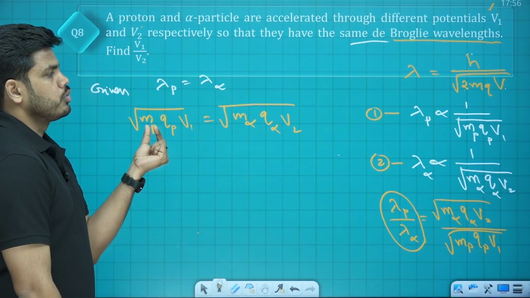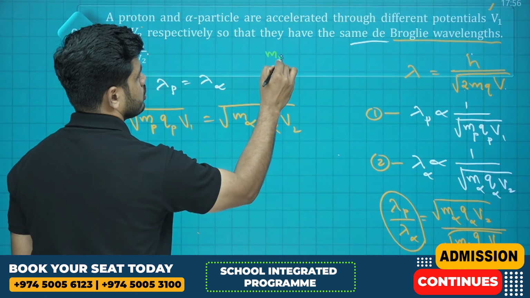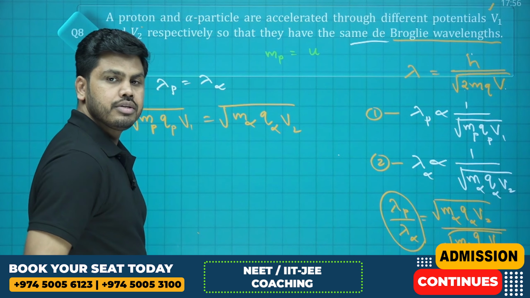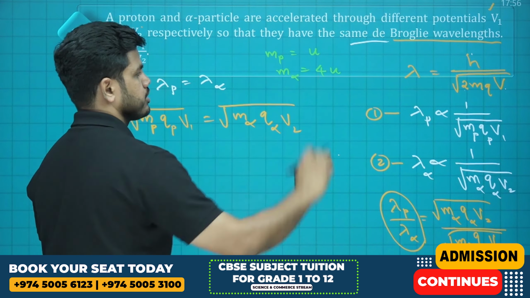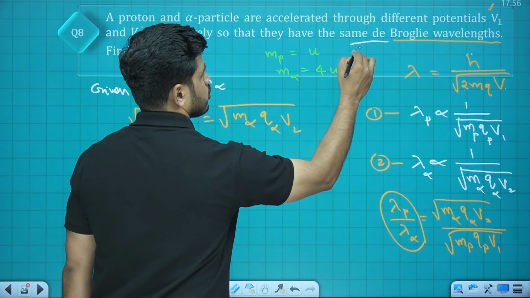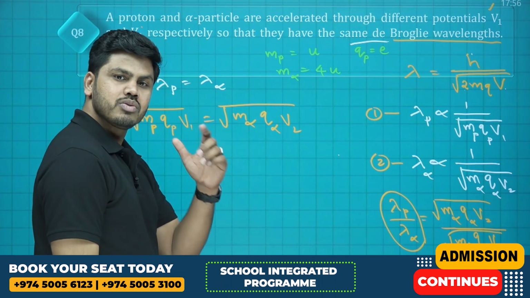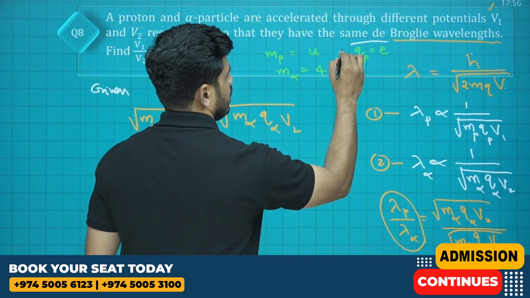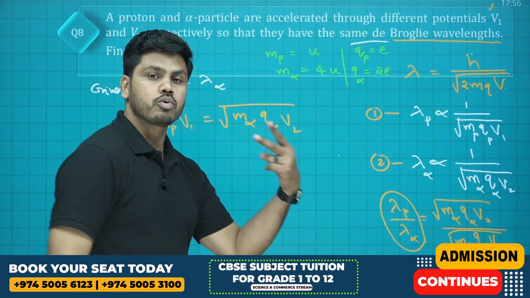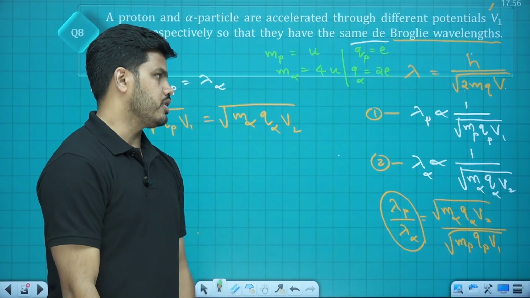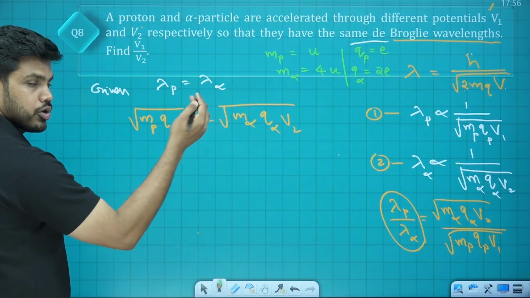Now, mass of proton. We used the same in a question before. Mass of proton is equal to 1 atomic mass unit, and mass of alpha particle is going to be 4 atomic mass unit. What will be charge of proton? Q of proton is just 1 E. One proton has E charge, but charge of alpha particle is going to be 2E, right? Because 2 protons and 2 neutrons, and neutrons are chargeless, we know. So then mass of proton is going to be U. See, square root is already gone.